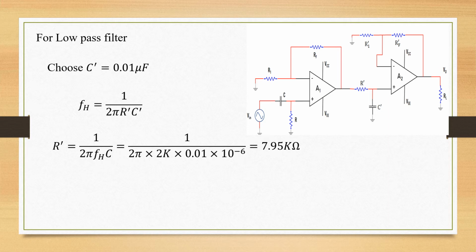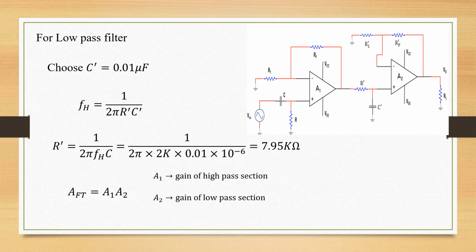Next we have to obtain the values of R1, RF, R1 dash, RF dash. Here, as we know, the pass band gain AFT is equal to A1 times A2. A1 is the gain of the high pass section, A2 is the gain of the low pass section. Given for us AFT is equal to 4. So what we will select here is equal values for A1 and A2. Let A1 be equal to 2 and A2 equal to 2, which is 2 into 2, equal to 4.